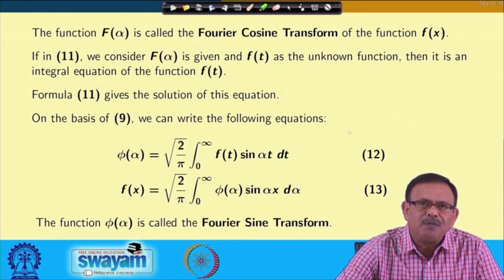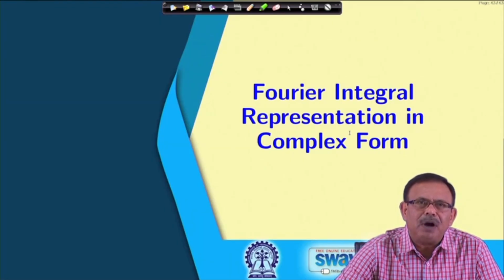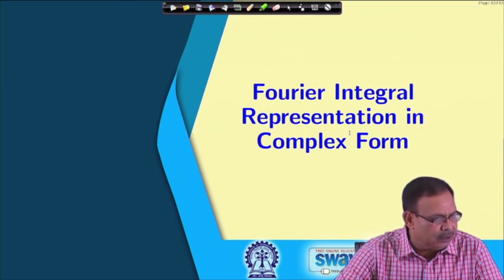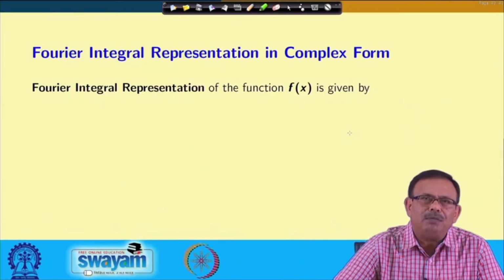For the sine transform the kernel is sine of alpha t, whereas for the cosine transform the kernel becomes cos of alpha t, just like for Laplace it was e power I alpha x. Next we want to study the Fourier integral representation in the complex form.